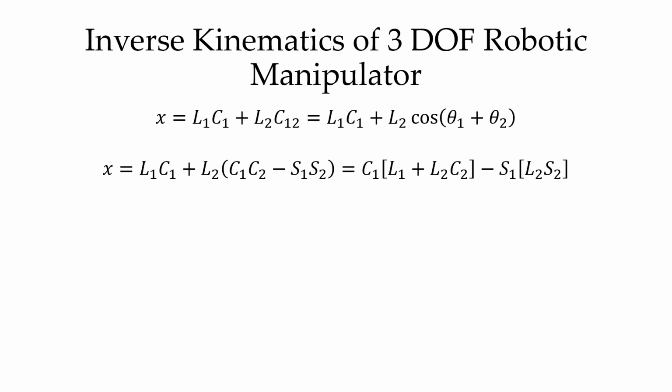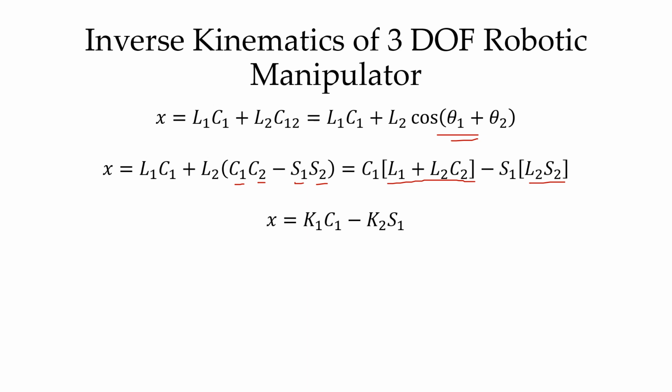Cos theta 1 plus theta 2, we are expanding it. We are multiplying it inside. This is basically cos theta 1, cos theta 2 minus sin theta 1, sin theta 2. That's why we are writing it as C1, C2 minus S1, S2. And we have rearranged it in such a way that this into C1 and this into S1.